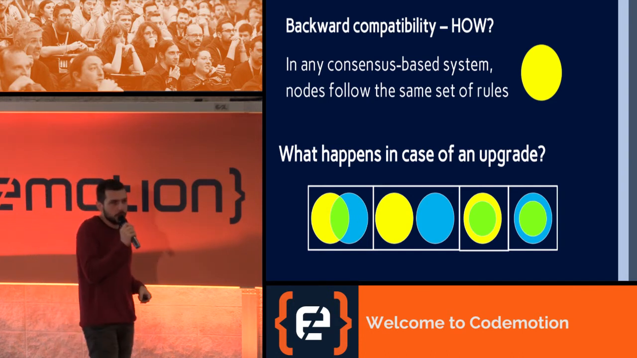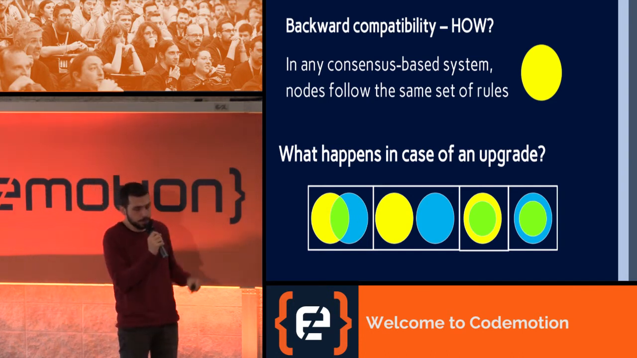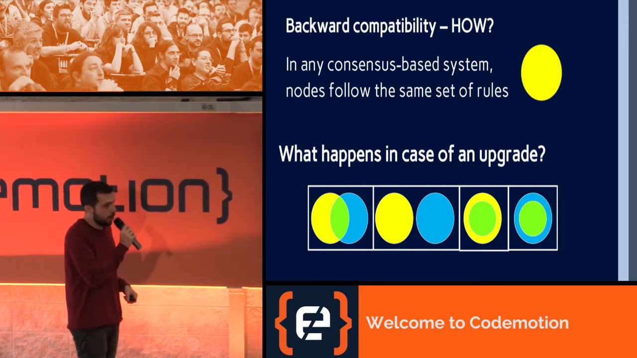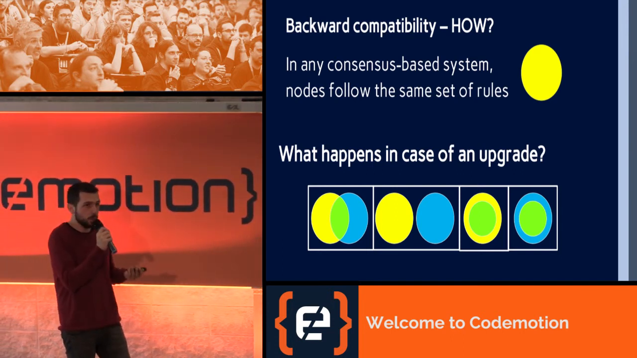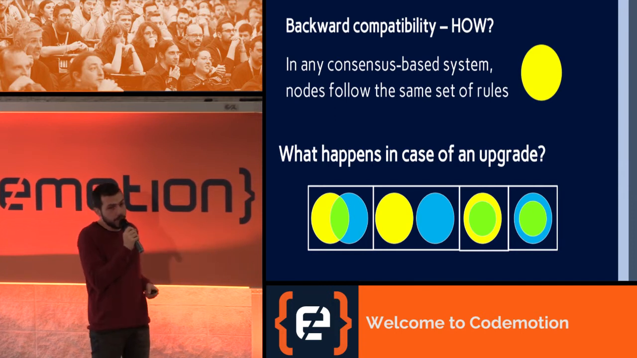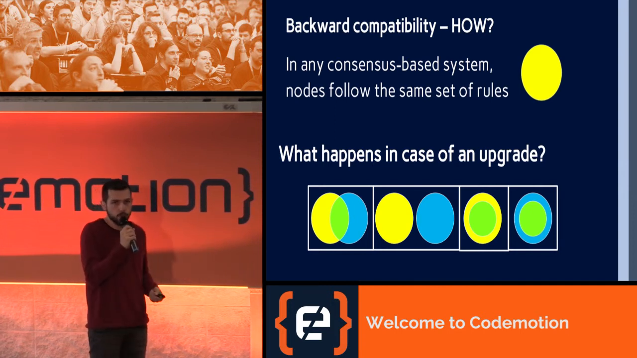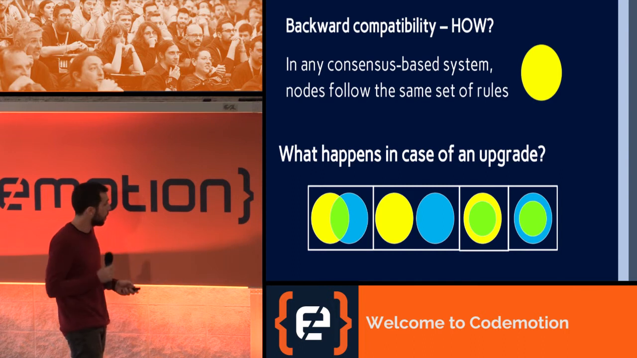But the most common and most interesting cases are the last two. So in the first one, the new rules are actually a subset of the old rules. And in the fourth case, the new rules are a superset of the old rules. Well, let's see what happens in these cases.